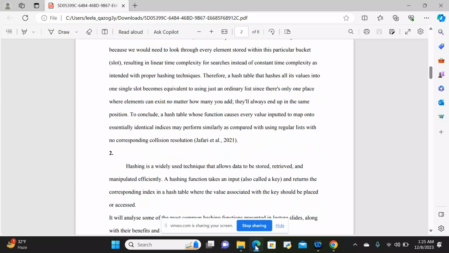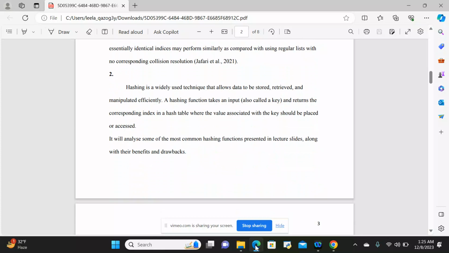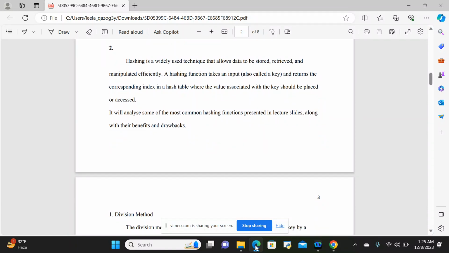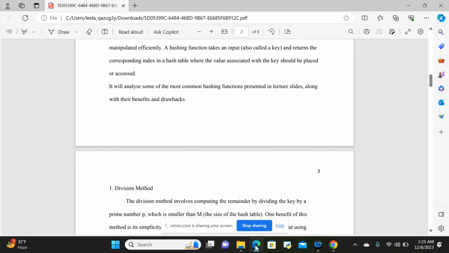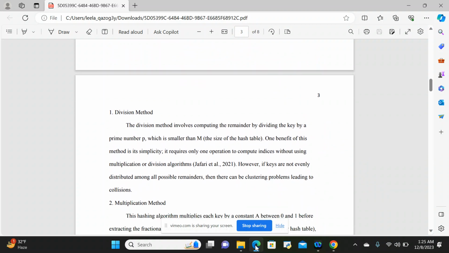Hashing is a widely used technique that allows data to be stored, retrieved, and manipulated efficiently. A hashing function takes an input, also called a key, and returns the corresponding index in a hash table where the value associated with the key should be placed. We will analyze some of the most common hashing functions presented in lecture, along with their benefits and drawbacks.